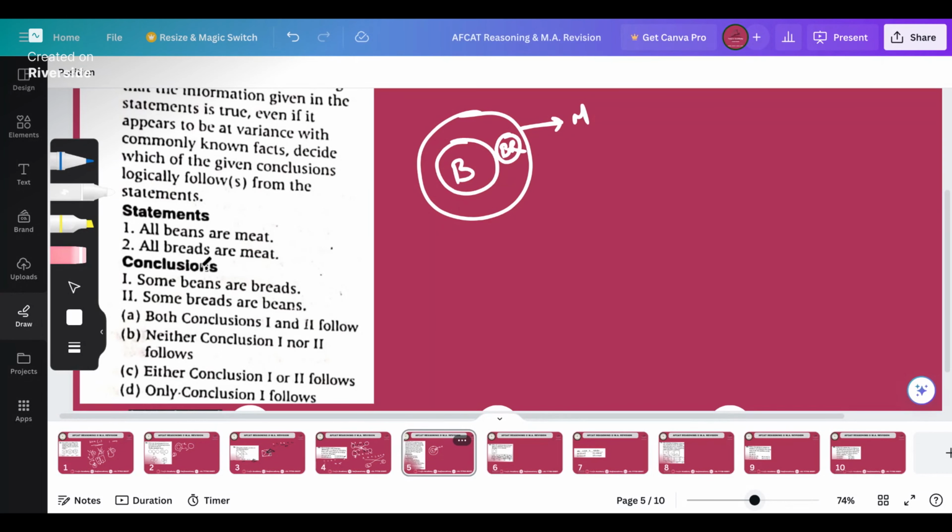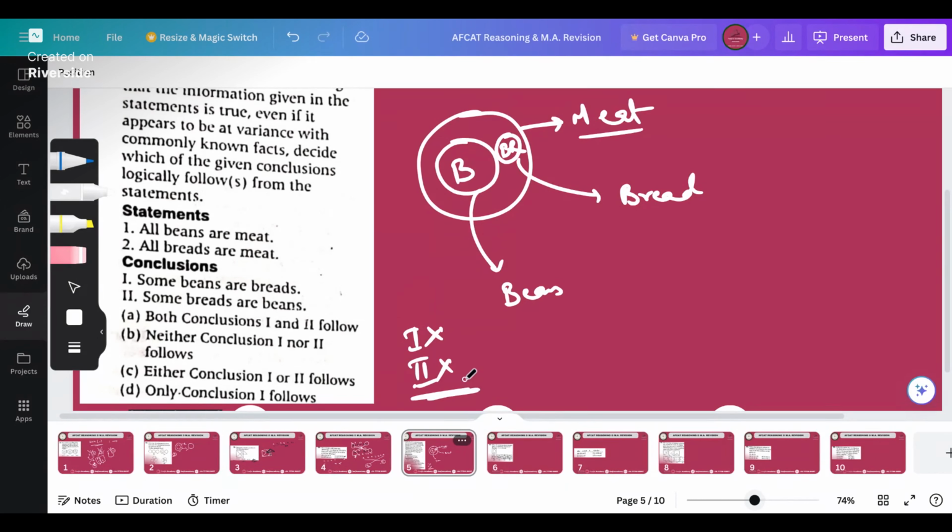This one is your beans, not bread. And this one is your bread, and this one is meat. Right, ladies and gentlemen. So all beans are meat, beans are inside the meat, and all breads are meat, breads are also inside the meat. So, some beans are bread? No, not necessarily. One is not following. Some breads are beans, which basically means pretty much the same.